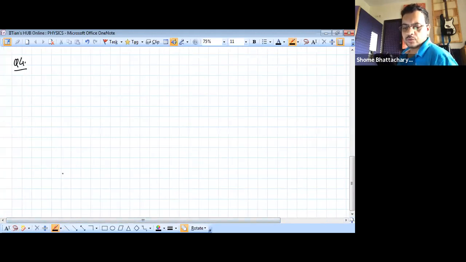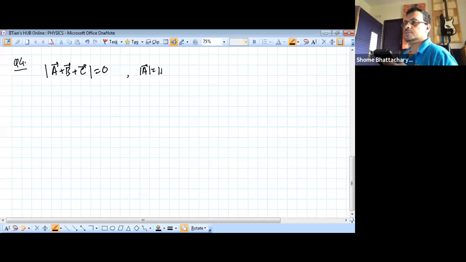2 again. Now question 4, it is given to us that the magnitude of A plus B plus C is 0. That's one thing given. Then additionally what is given to us is that magnitude of A is equal to magnitude of B. Mod A is equal to mod B is equal to 10. Okay. And the angle between them, A and B, that is theta equal to 120 degrees. So we have to find the magnitude of C.